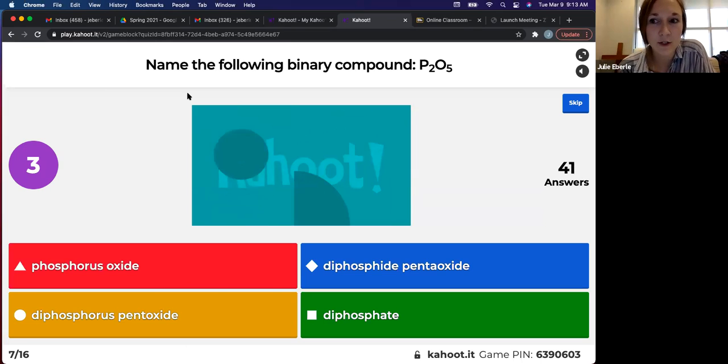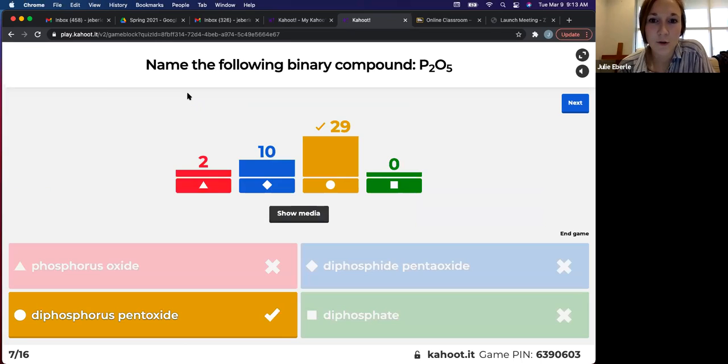5, 4, 3, get your answers in. So the correct answer there is diphosphorus pentoxide. The blue one's not correct because diphosphide is not a thing. You don't change the name ending of the first element to -ide. And then the pentaoxide, remember you take the A out, it's just pentoxide. So that one's kind of tricky, but diphosphorus pentoxide is the correct answer.